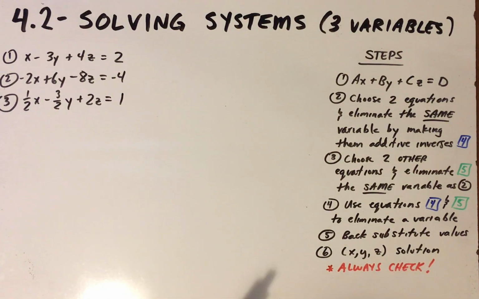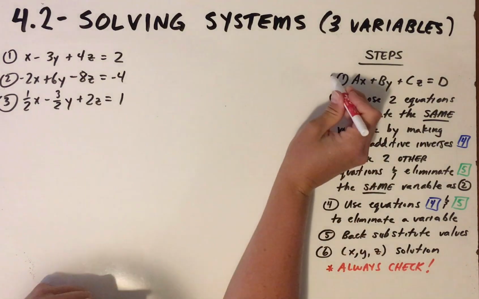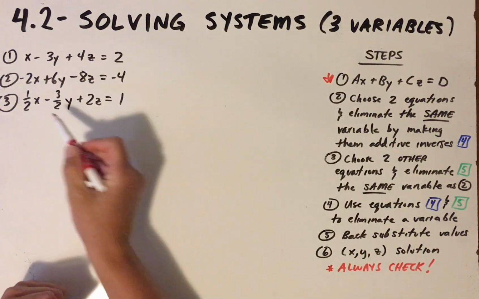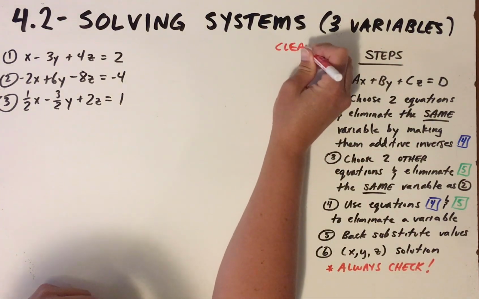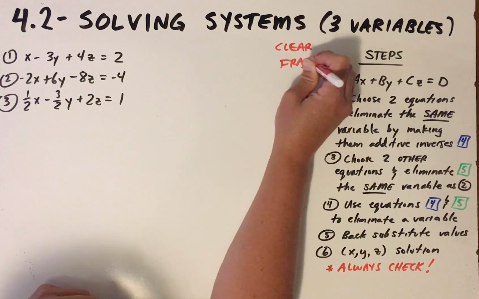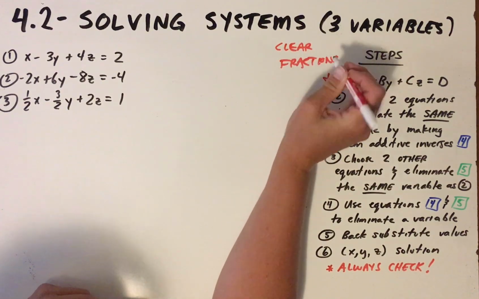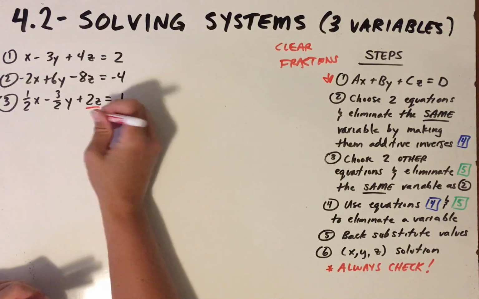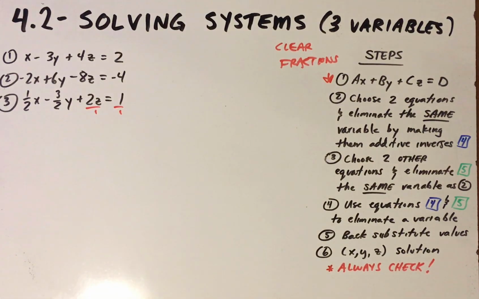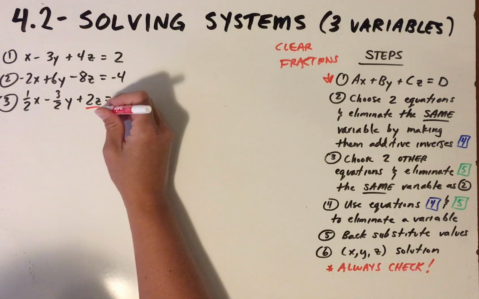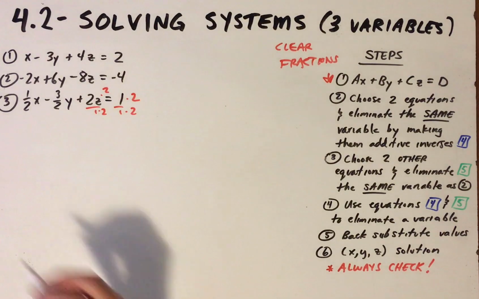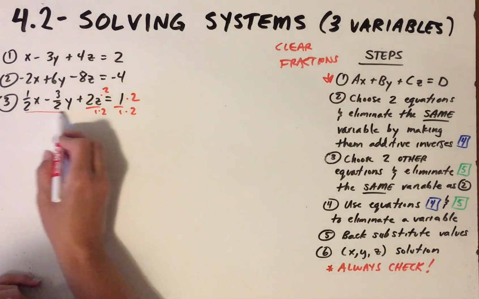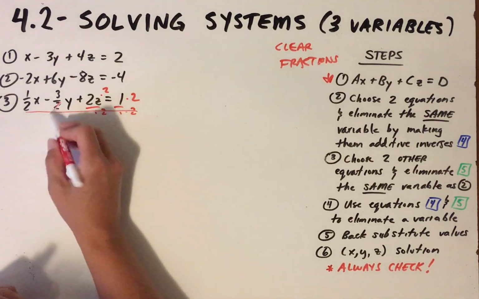So in this one, it's going to require a little more upfront work because I need them to be in this format, and this one right here is not in that format. So if you have to, you need to clear the fractions. We've talked a lot about how to clear fractions, but we're going to find the LCD. In this case, the LCD is 2. So I'm going to build up each of these fractions to have a denominator of 2. And when they do, if I multiply the entire equation by 2, then the bottoms would go away.